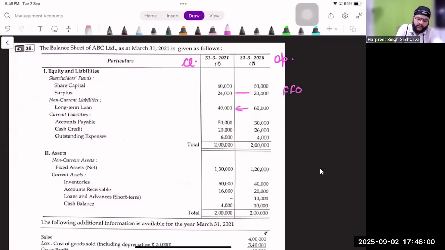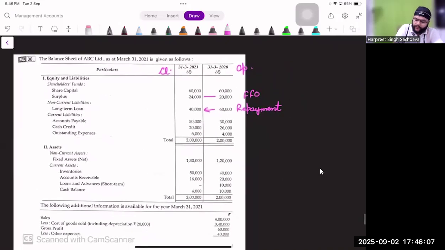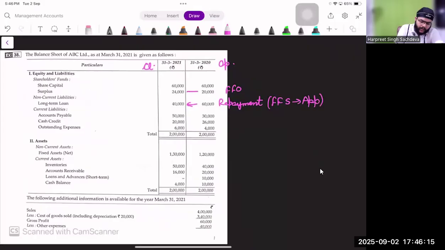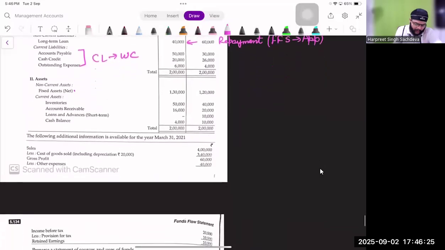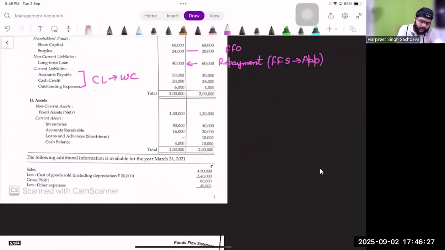Long term loans repaid, repayment is in the, bolo Raja, FFS application. Then current liabilities will go to CL in the working capital. Fixed assets, it is given net. We'll come back over here after reading the adjustments. Then these are your current assets. These will go to current assets in the working capital. Any doubt till here?